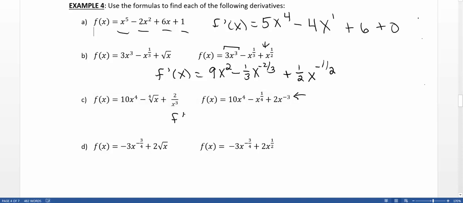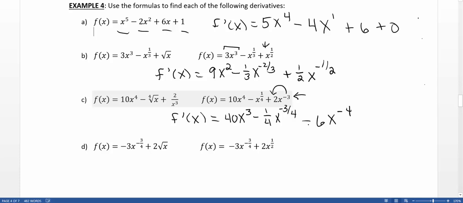So now we again can go term by term and take the derivative. So the first term, the 4 comes down to multiply the 10, giving me 40x cubed, minus the 1/4 comes down. 1/4 minus 1 is negative 3/4. Now here, the negative 3 is going to come down to multiply the 2. So I'm going to write this as minus 6x to the negative 4. And again, it's minus because this negative 3 multiplied the 2, which would give me plus negative 6. So instead, I'm going to write it as minus 6x to the negative 4.